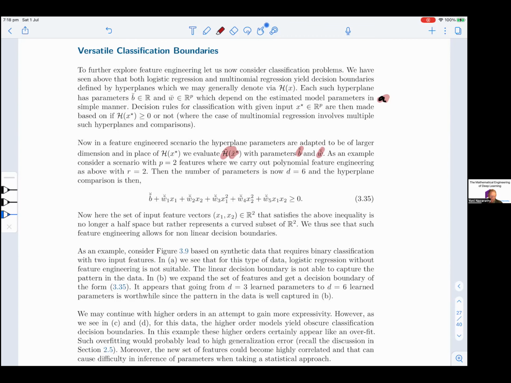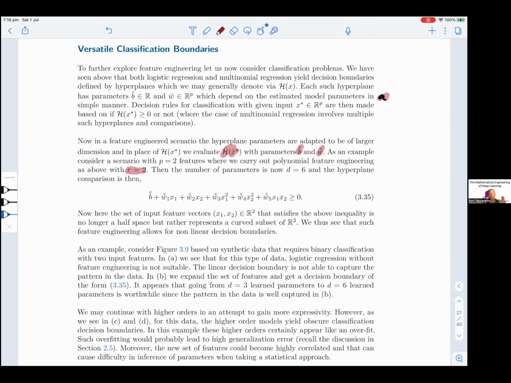As an example, consider a scenario with p equals 2 features where we carry out polynomial feature engineering as above with r equals 2, just taking squares and products of terms. Then the number of parameters is now d equals 6. So from 2 we got to 6, and the hyperplane becomes: we've got your intercept, w1 x1, w2 x2, w3 x1 squared, w4 x2 squared, and w5 x1 x2.